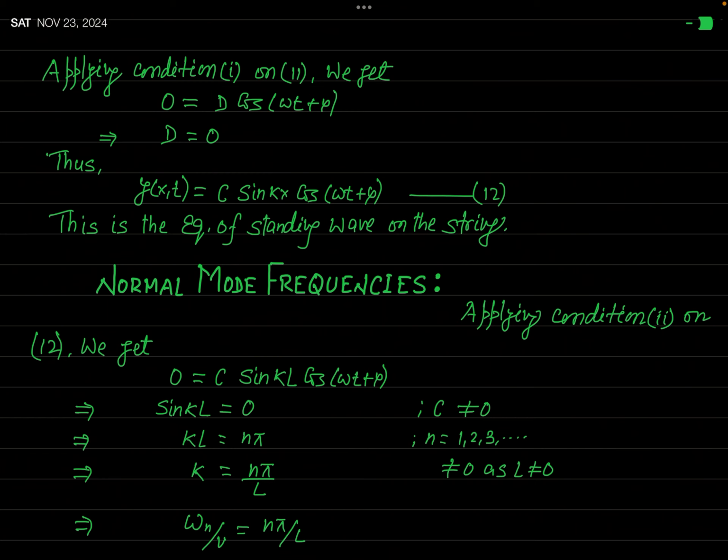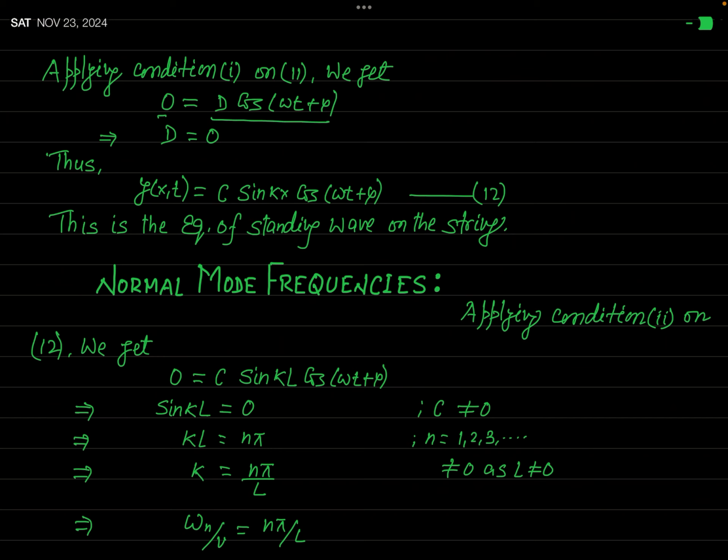Okay. So you can see after application of this condition, our result will be 0 = d times cos(ωt + φ). But you know, can this cos(ωt + φ) be 0 at all times? No. At a particular time, at a particular value of t, it is possible that cos(ωt + φ) may be 0.